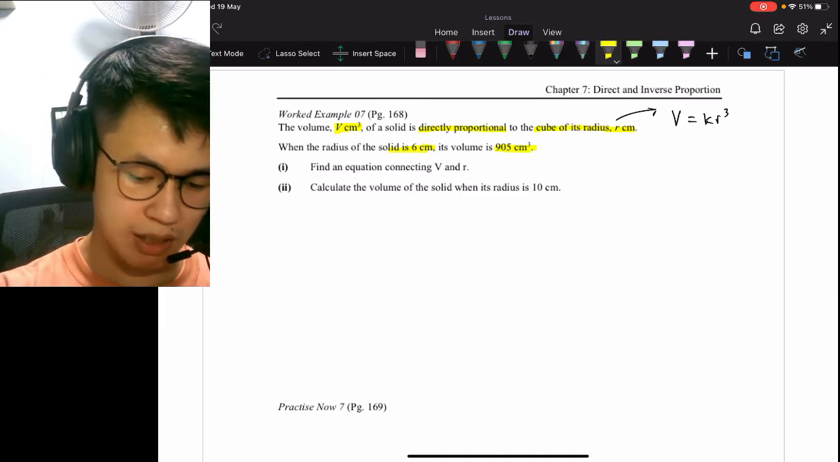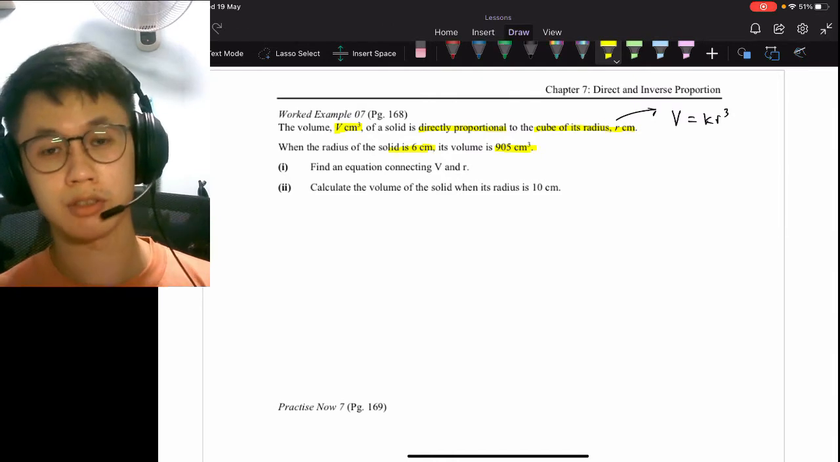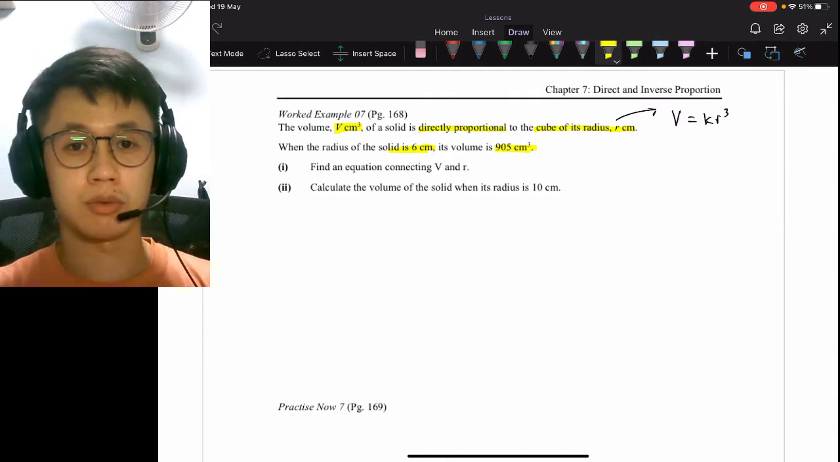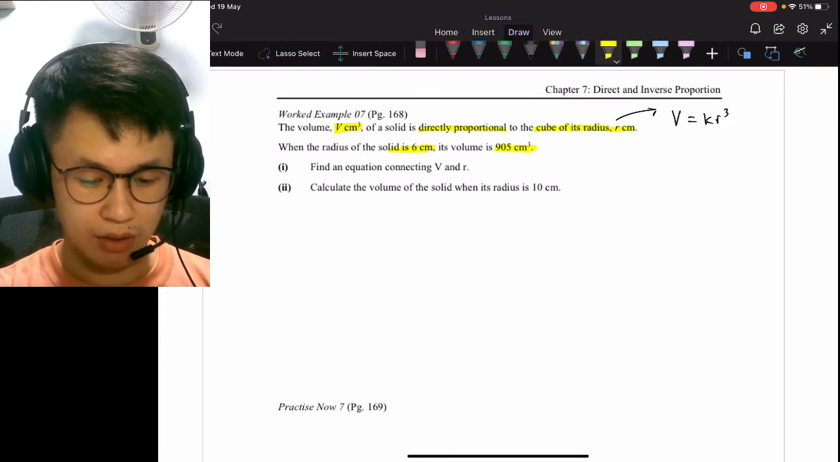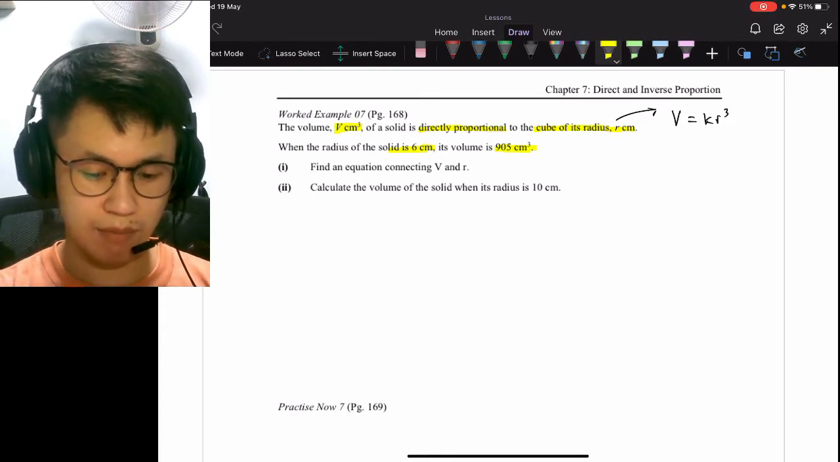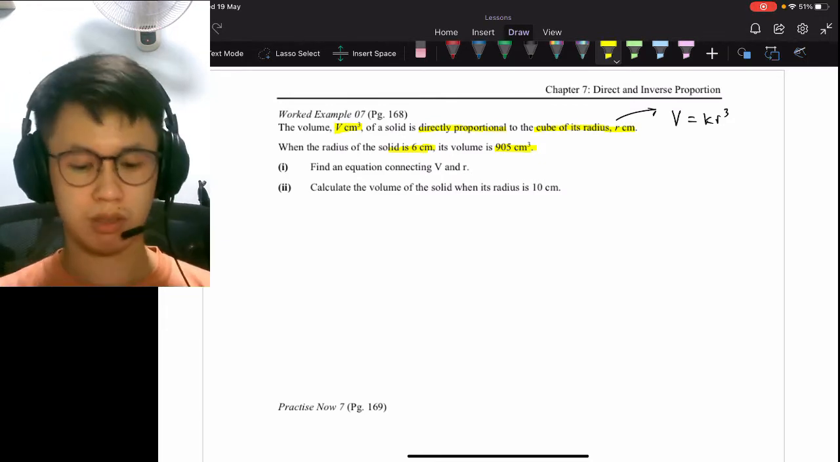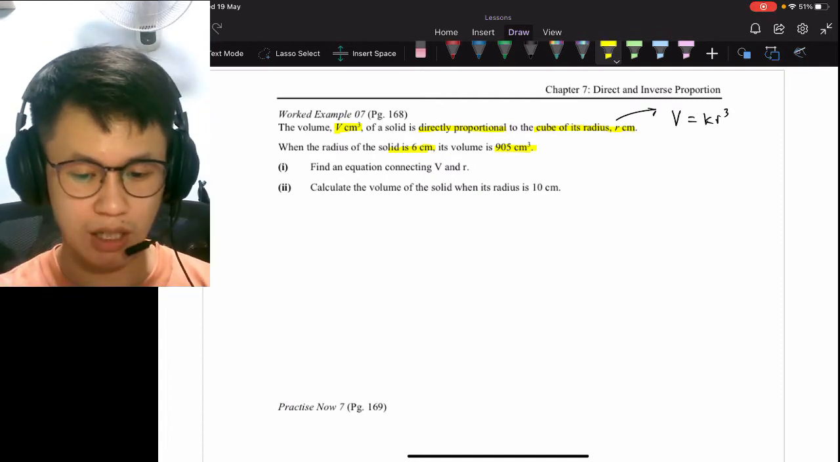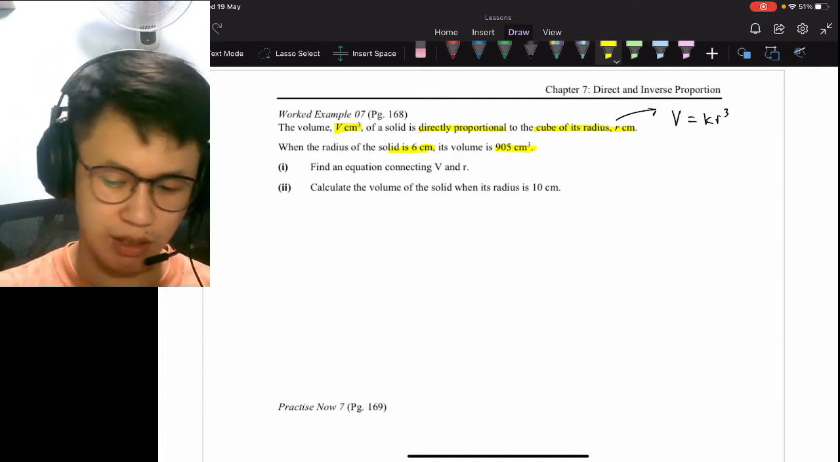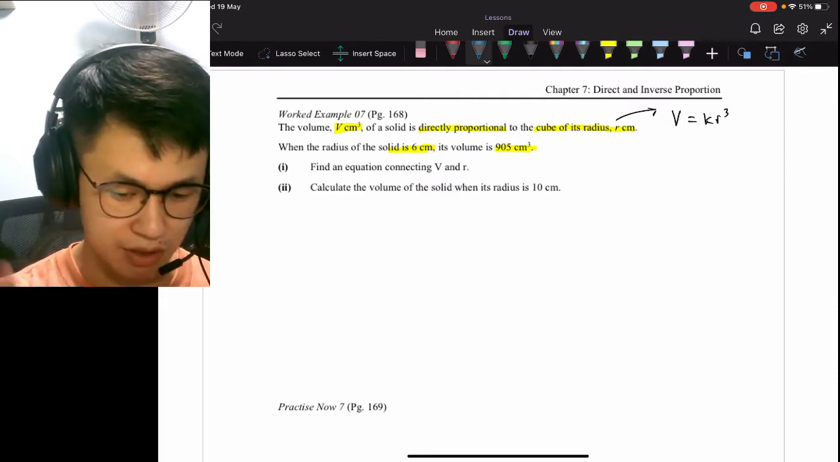So you may ask me, hey Joe, got formula for solid? Yeah, this is the formula, V equals k r cube. What kind of solid do we know? We don't know what kind of solid this is. If it has a radius, it means it's some circular thing, but it can be a sphere, a cylinder, a cone, anything with a circle. So we're just going to assume V equals k r cube, and my best guess is it might be a sphere. I cannot pronounce it, but yeah.